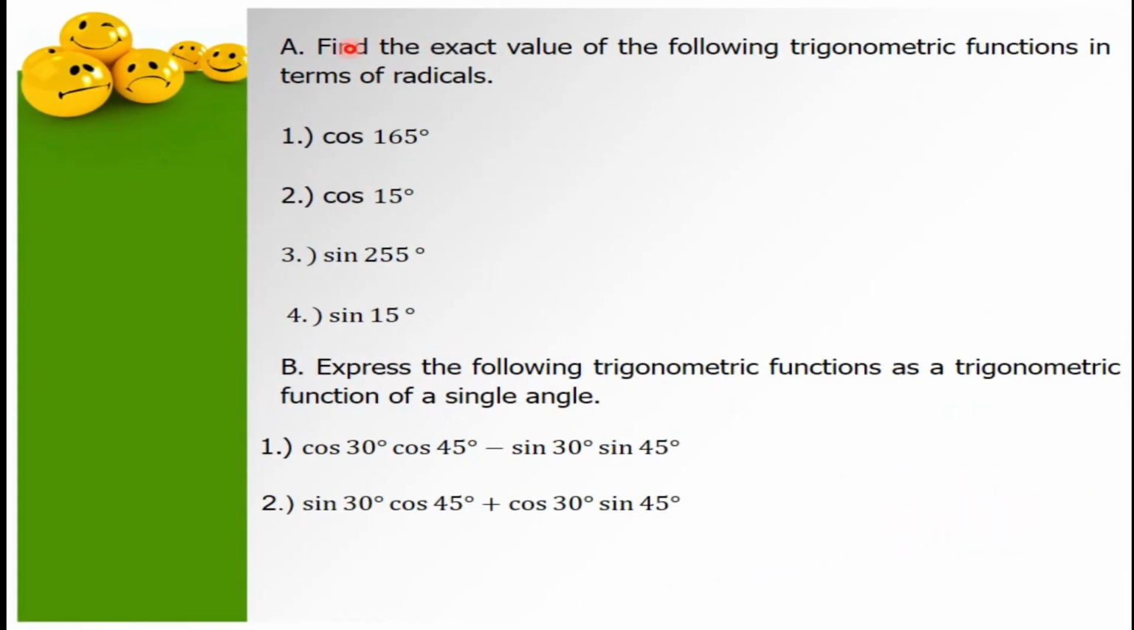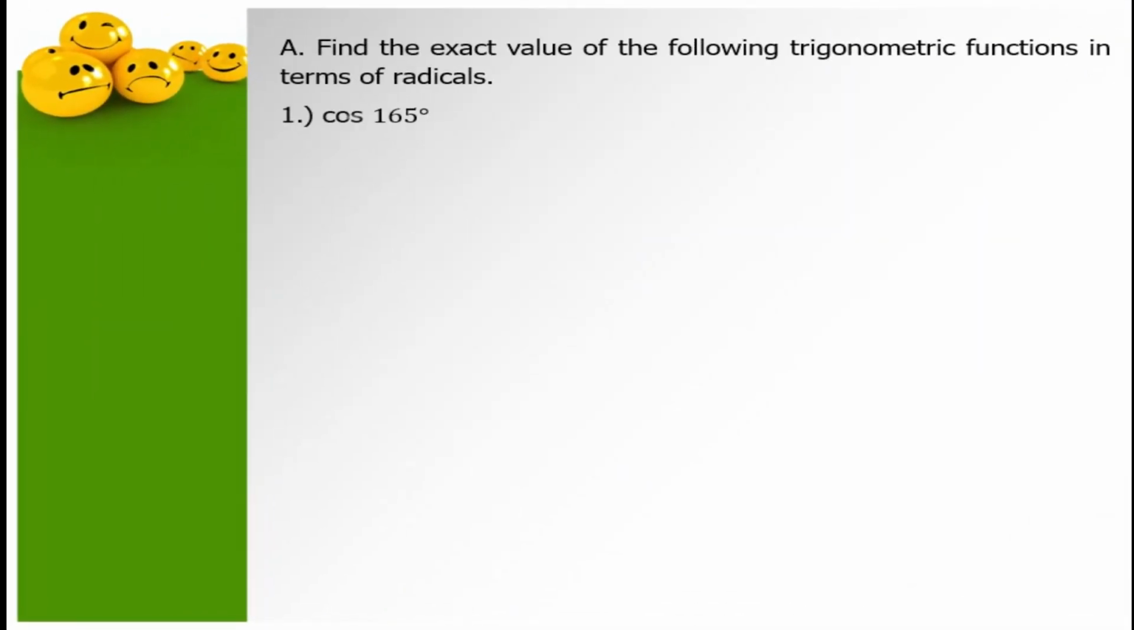We have here two problems. We are going to find the exact value of the following trigonometric functions in terms of radicals. We are going to express the following trigonometric functions as trigonometric function of a single angle. So first, we have here, we're going to find the exact value of cosine 165 degrees.